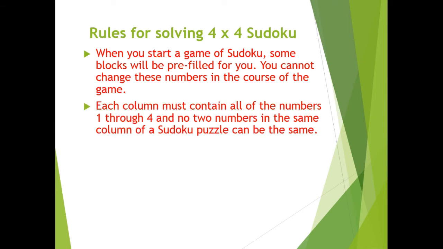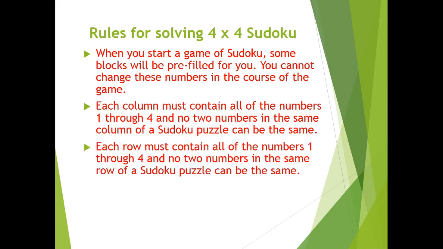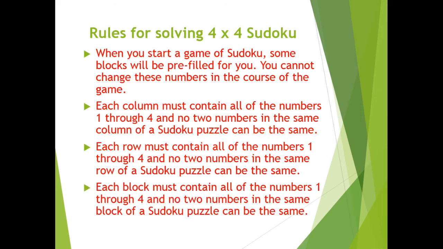Each column must contain all of the numbers 1 through 4, and no two numbers in the same column of a Sudoku puzzle can be the same. Each row must contain all of the numbers 1 through 4, and no two numbers in the same row can be the same. Similarly, each block or box must contain all of the numbers 1 through 4, and no two numbers in the same block can be the same.